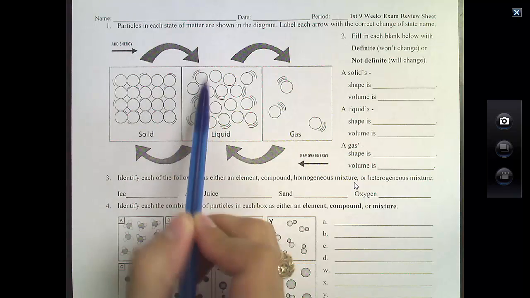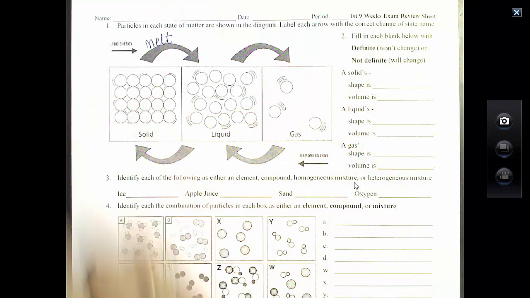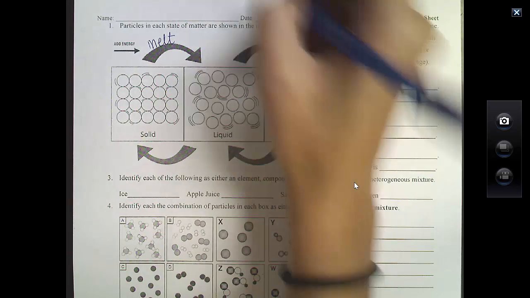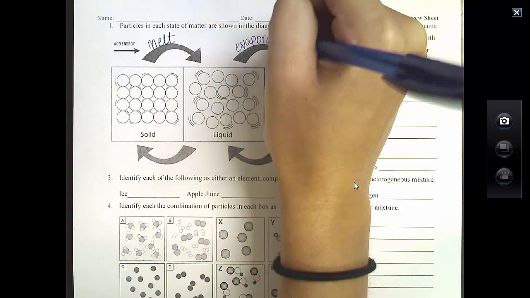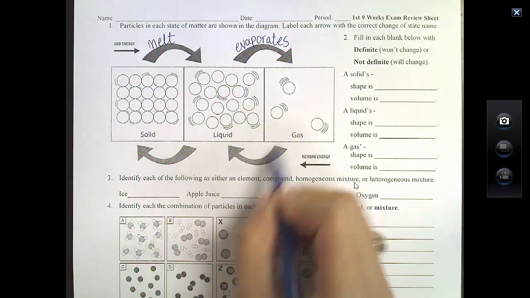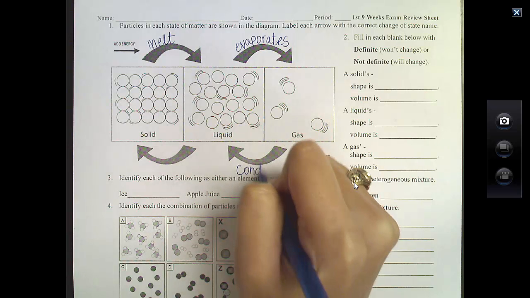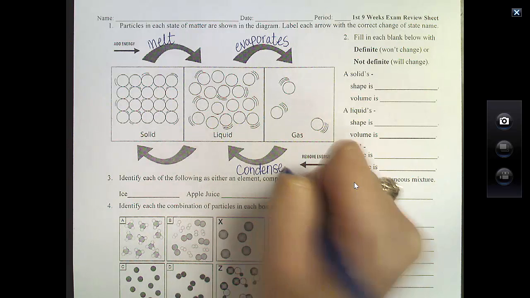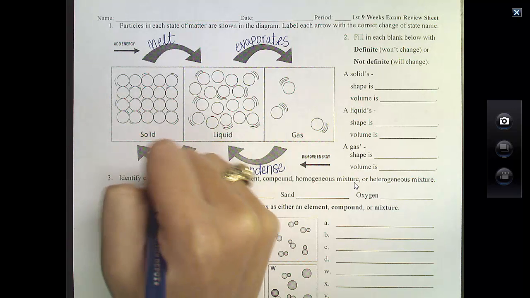When a solid changes into a liquid, it melts. When a liquid changes into a gas, it evaporates. When a gas changes back into a liquid, it condenses. And when liquid changes into a solid, it freezes.